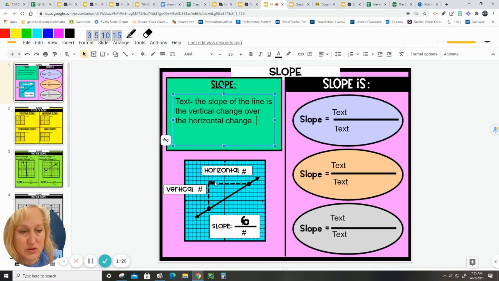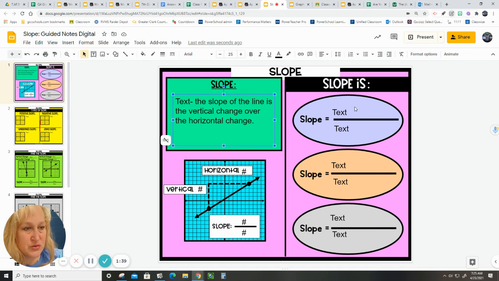The horizontal would be 1 to corner, 2 to corner, 3 to corner, 4 to corner, 5 to corner, 6 to corner, 7 to corner, 8 to corner, 9 to corner, 10 to corner. So this one would be 6 over 10.